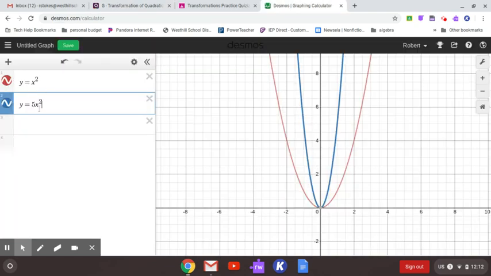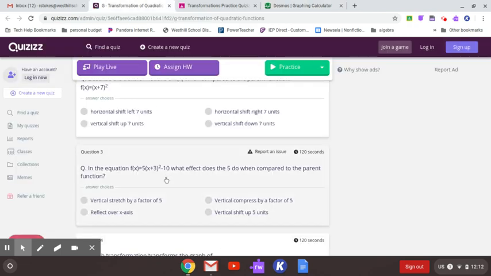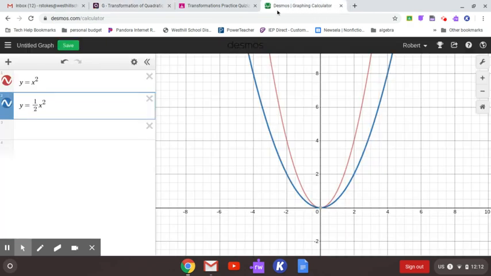Now, the other thing that could happen is what happens if we put a fraction in front, so a number less than 1. Now we make a vertical compress. So we can see it gets wider. We're like squishing it down. So it'd be a vertical compress if it's less than 1. So that's the 4 things that can happen.